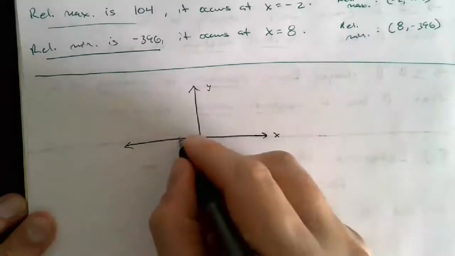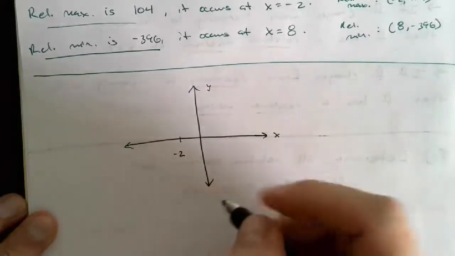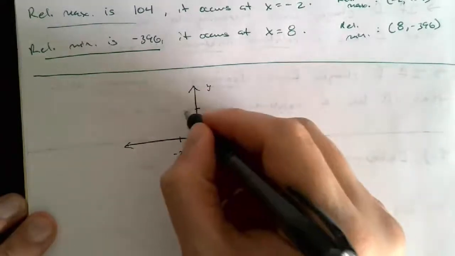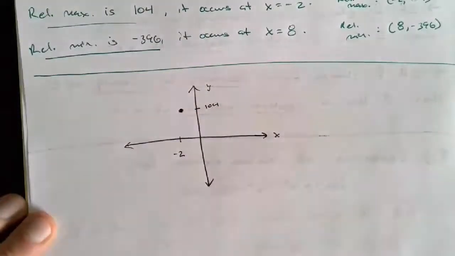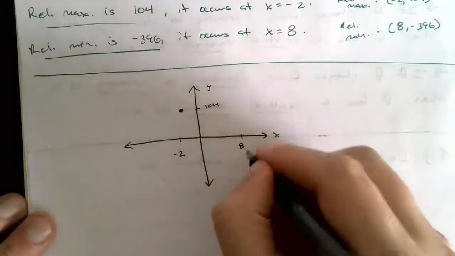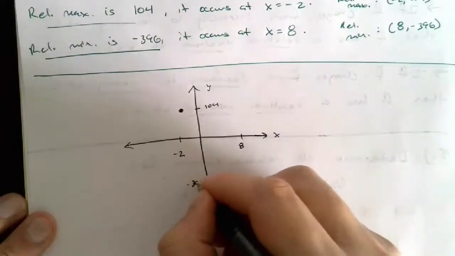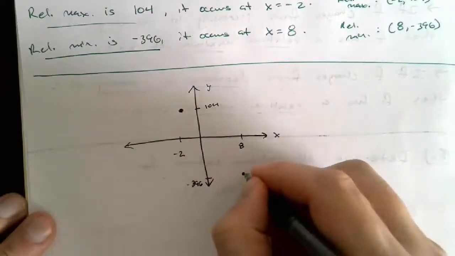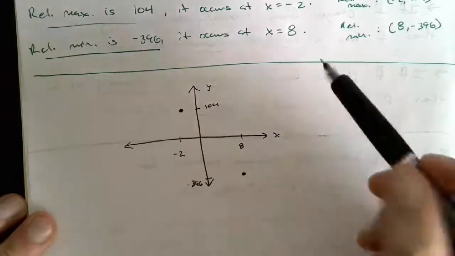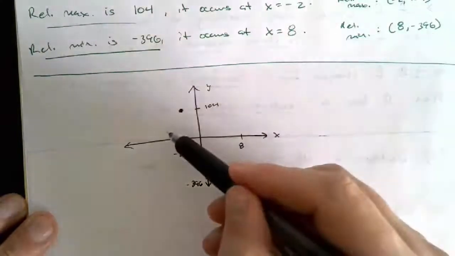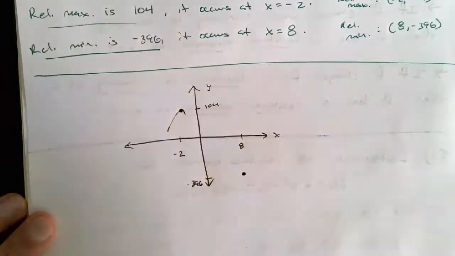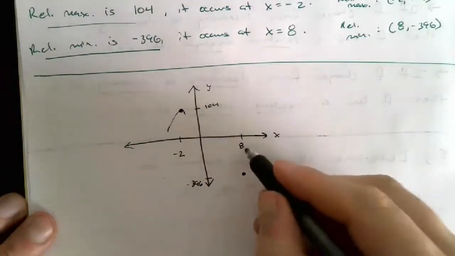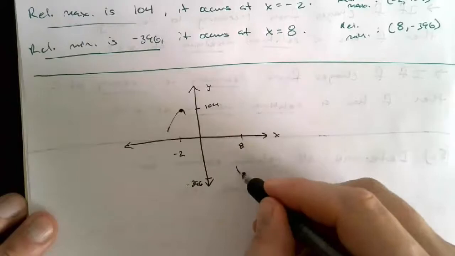We had at -2, we are up at a value of 104. So let's just say this is 104. So -2, 104 would be a point there. At 8, we are down at a value of -396. So there'd be a point down here. Now, we know at -2 is a relative max, so I know the graph would be going upward and then coming downward there. At 8, I know it's a relative min, so I know it's going downward and then coming upward.